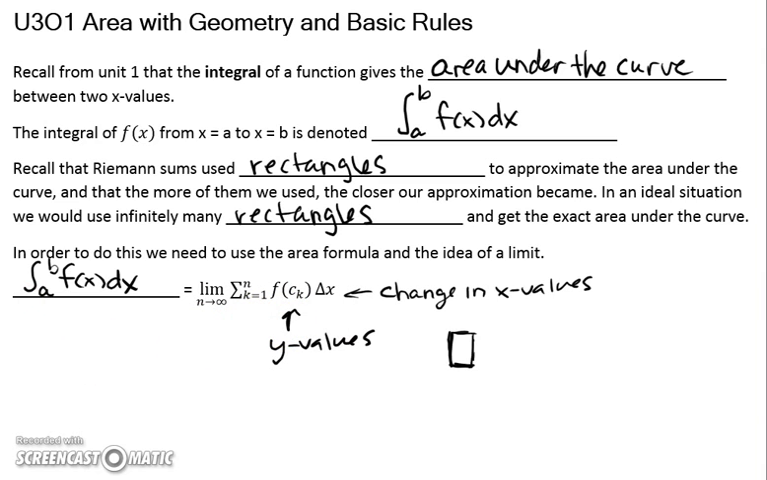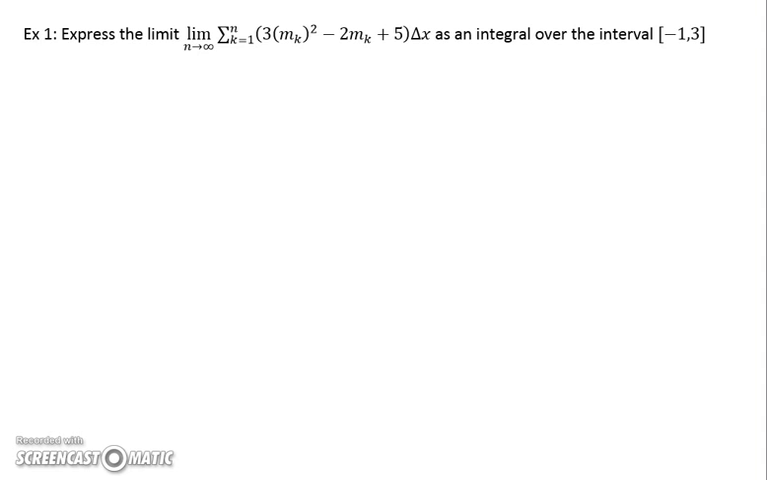So the first thing that we're going to do, and probably not going to show up on AP, but it has once or twice, is to take that sum and try to write it as an integral. So we're looking at the limit as n approaches infinity of the sum from k equals 1 to n of 3 m sub k squared minus 2 m sub k plus 5 times delta x as an integral over the interval negative 1 to 3. So the first thing we want to think about is if we're writing it as an integral, we need a little integral sign, and we need our limits of integration. From what value to what value? Well, they tell us those values here, so we're going to go from negative 1 to 3.